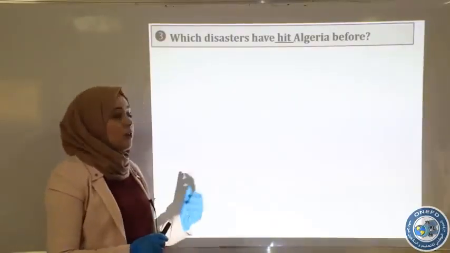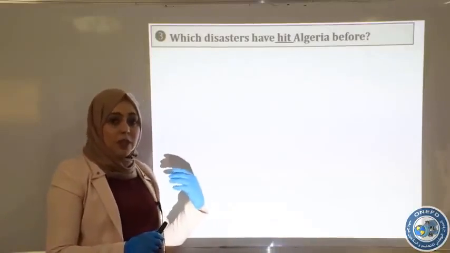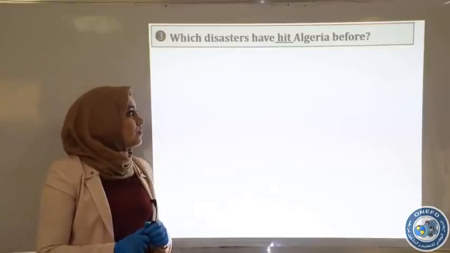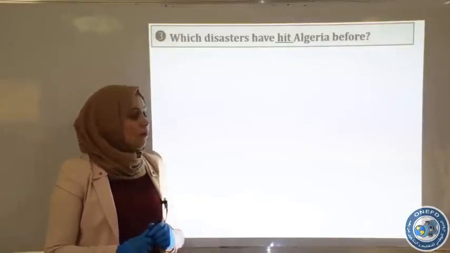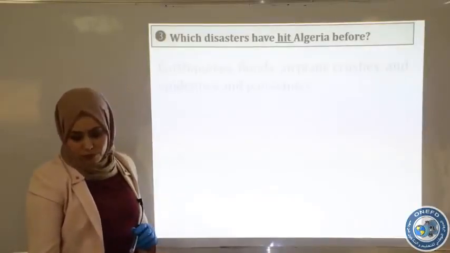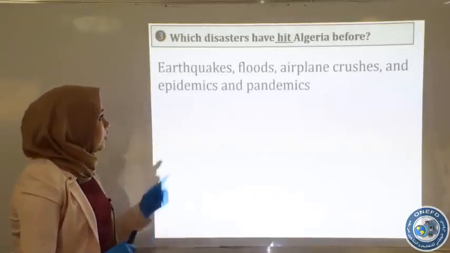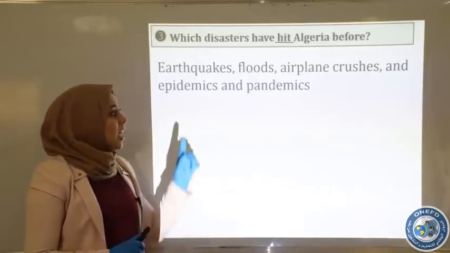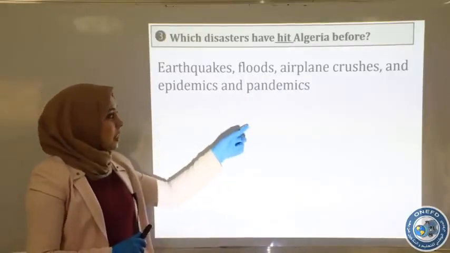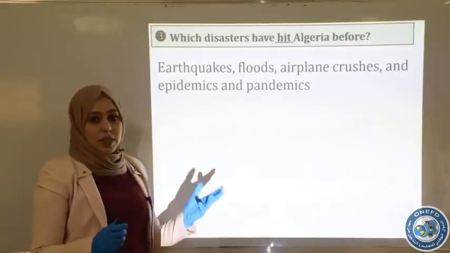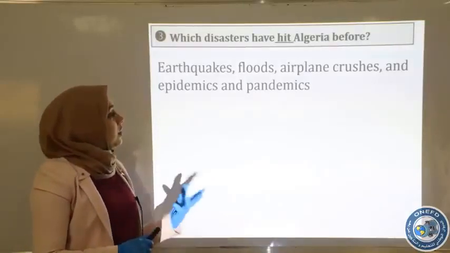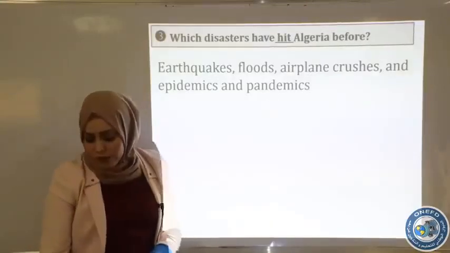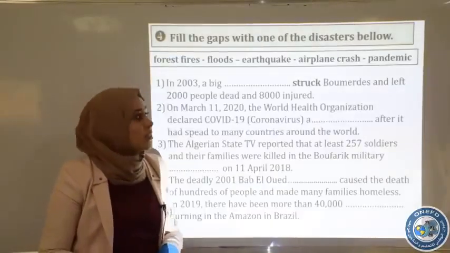So, again, take a moment. Try to think of the disasters that happened before in Algeria. Okay, so we can think of earthquakes, of flood, airplane crashes, and epidemics and pandemics. These are the disasters that we can think of that have hit Algeria before. All right, we move to the next task, which is task 4.